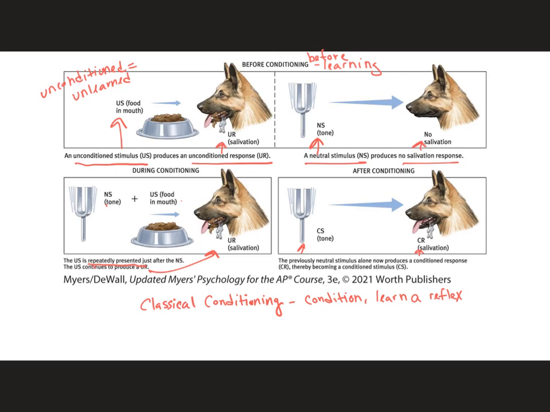So today, what we discussed is a basic principle of classical conditioning, and that is pairing things together repeatedly until what used to be an unlearned response becomes learned.